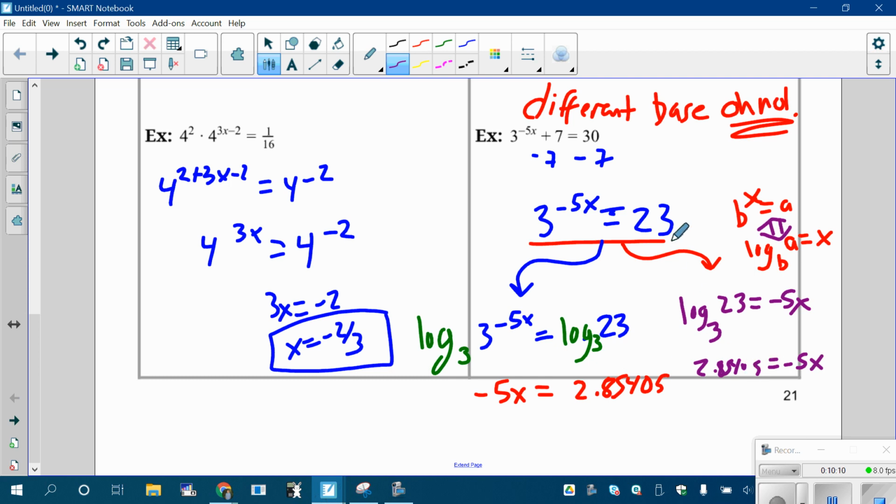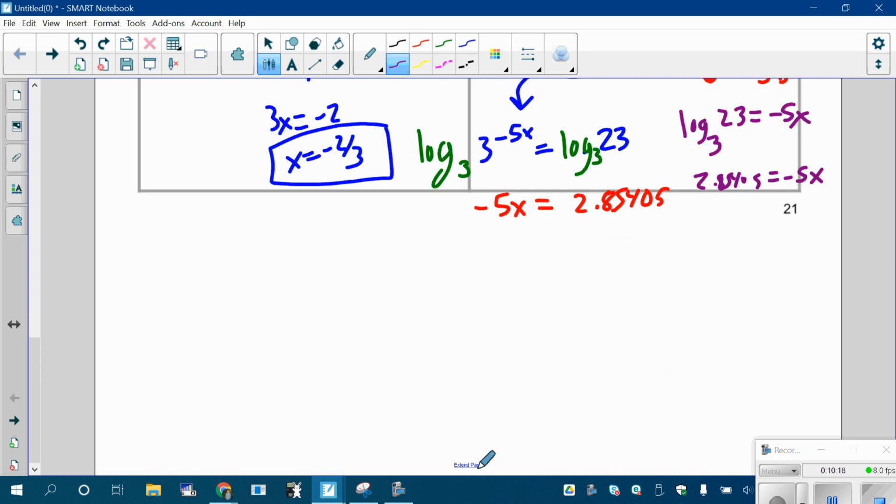Either way of thinking about it, you get to the exact same place. So you can do it however you want. You can log both sides, or you can convert it to log form. The idea is the same.